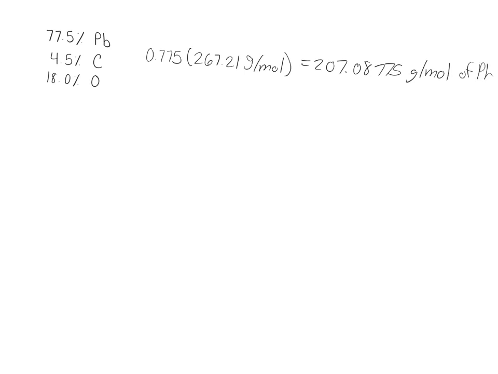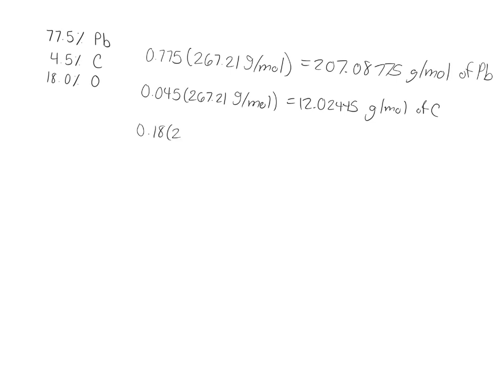For carbon, we multiply 0.045 by 267.21 grams per mole to get 12.02445 grams per mole of carbon. And then for oxygen, we multiply 0.18 by 267.21 grams per mole to get 48.0978 grams per mole of oxygen.